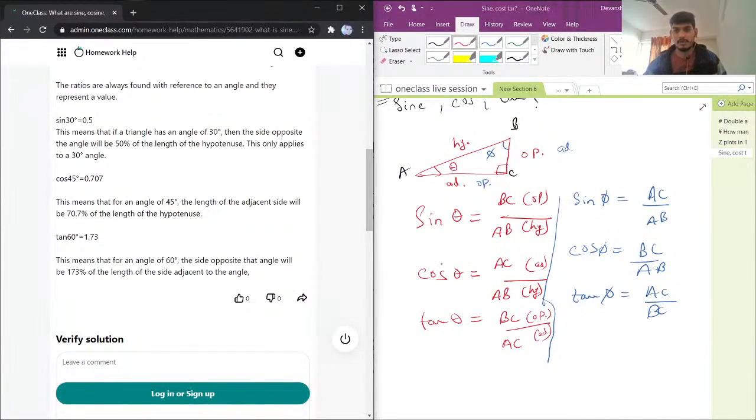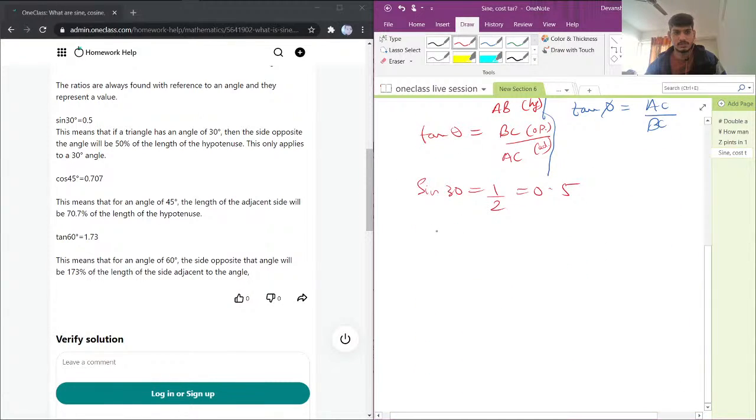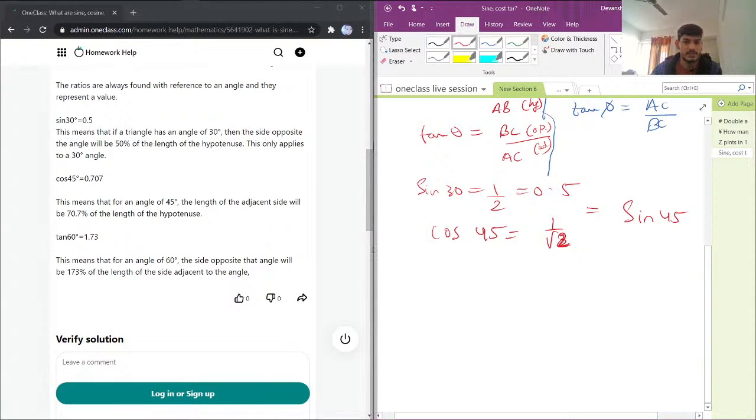So here we have some common values. If theta is 30 degrees, then sine of 30 degrees is 1 over 2, which is 0.5. If the angle is 45 degrees, then cosine will be 1 by root 2, which will also be equal to sine of 45. The length of the adjacent side will be 70.7% of the length of the hypotenuse.